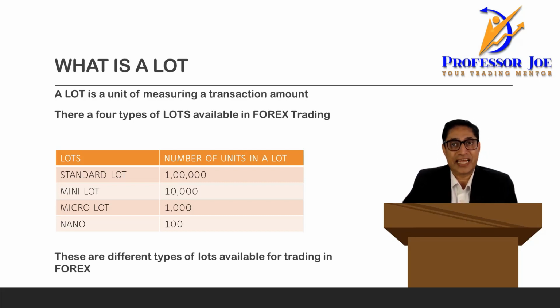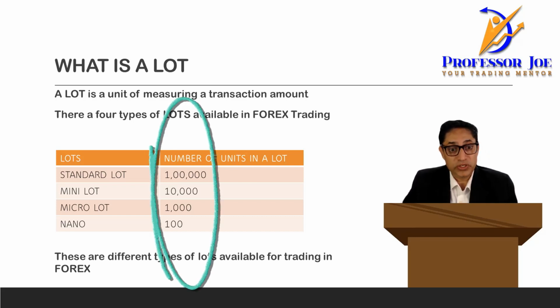The first one is a standard lot. In a standard lot, there are 1 lakh units. In a mini lot, there are 10,000 units. In a micro lot, there are 1,000 units. And in a nano lot, there are 100 units.